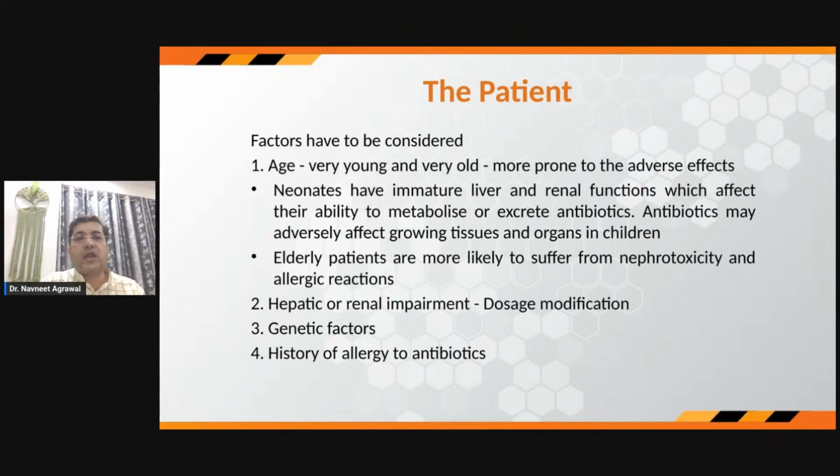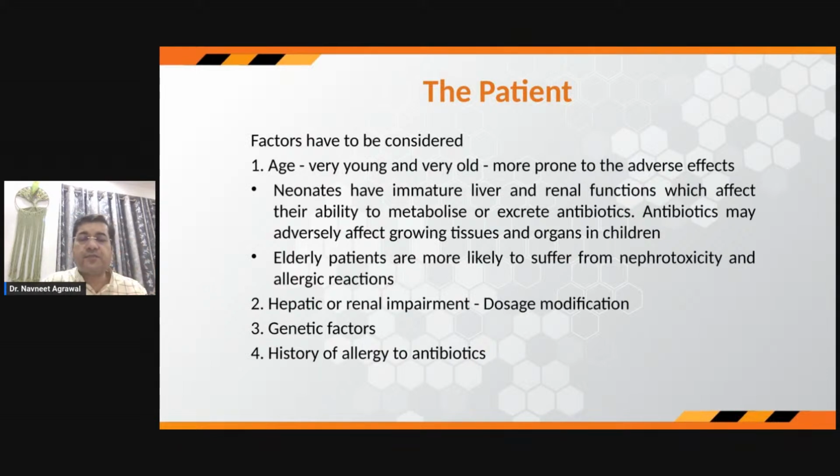So, like age, we know that for the very young patient and the elderly patient, we should choose antibiotics cautiously, because in elderly patients we might have renal impairment. They may develop nephrotoxicity even at lower doses. They may have an allergic reaction. Then we should look for any hepatic or renal derangement, so that we can reduce the dose or choose the dose wisely.